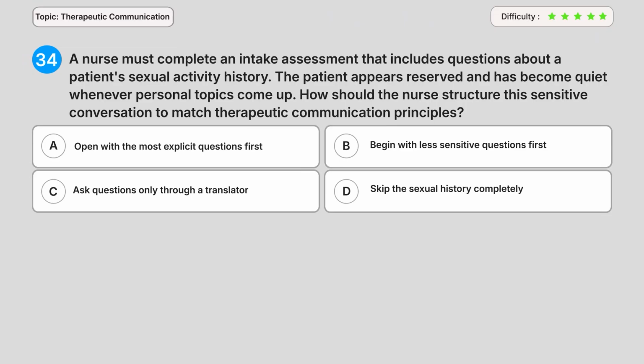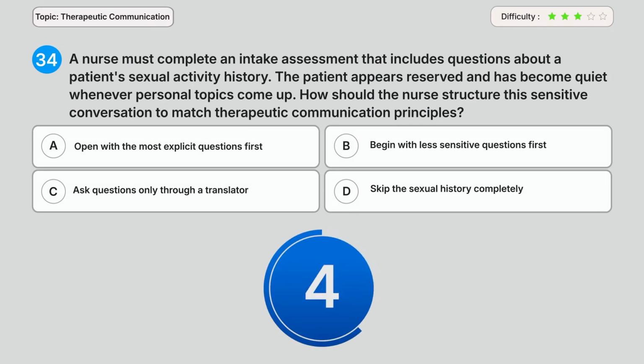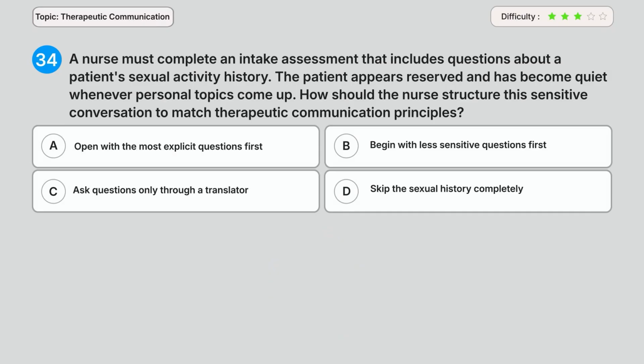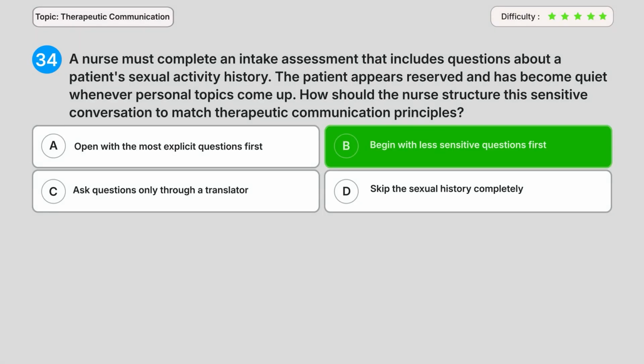A. Open with the most explicit questions first. B. Begin with less sensitive questions first. C. Ask questions only through a translator. D. Skip the sexual history completely. Do you know the answer? Correct answer: B. Begin with less sensitive questions first.